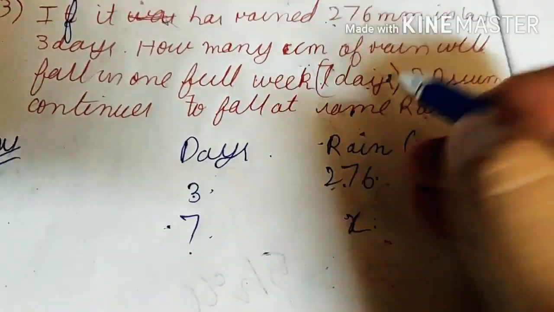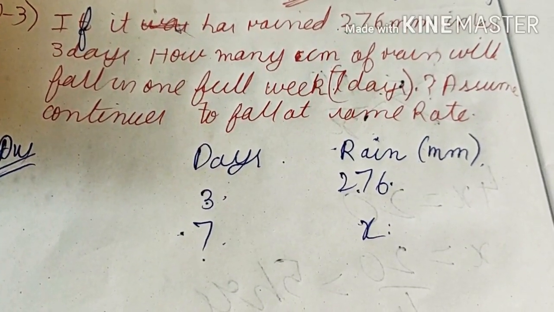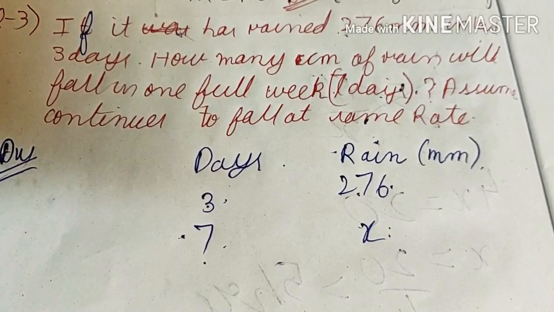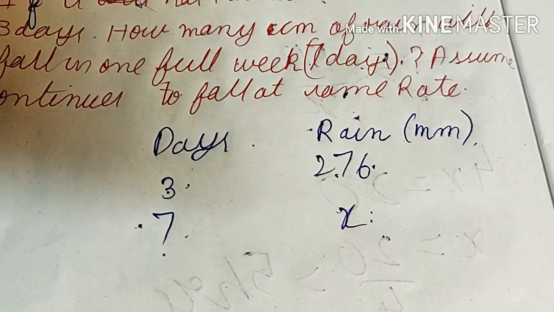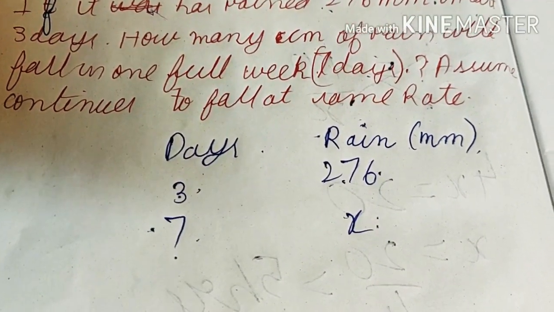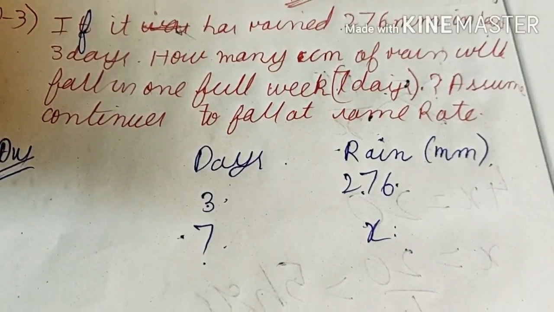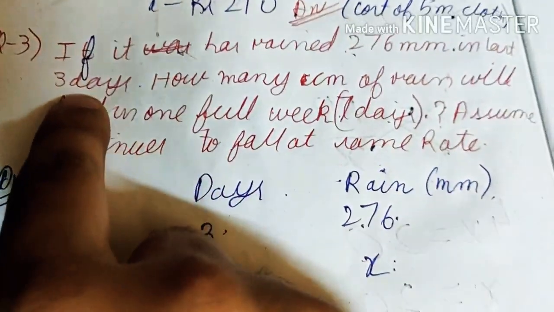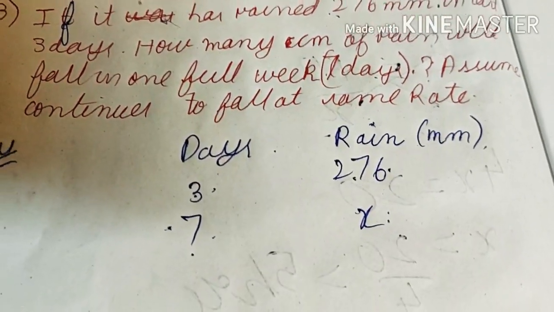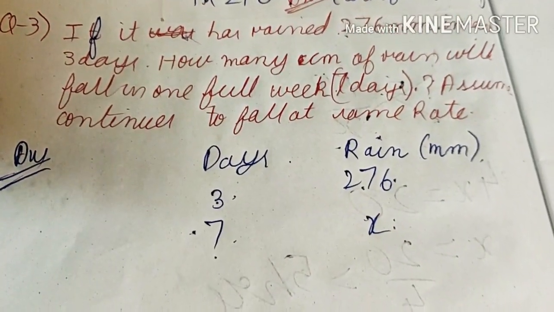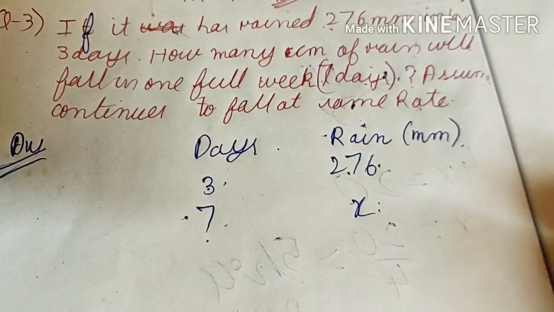It is given that we assume the rain continues to fall at the same rate. It means that the rain is uncertain. At present it may be raining heavily and the next day it might not be raining, but the question says that for 7 continuous days the rain was falling the same way it has fallen for 3 days. The rate of rainfall was same, means the speed of rain was same. The amount of rain fallen every day was same, every second was same, so the rate of rain was same.